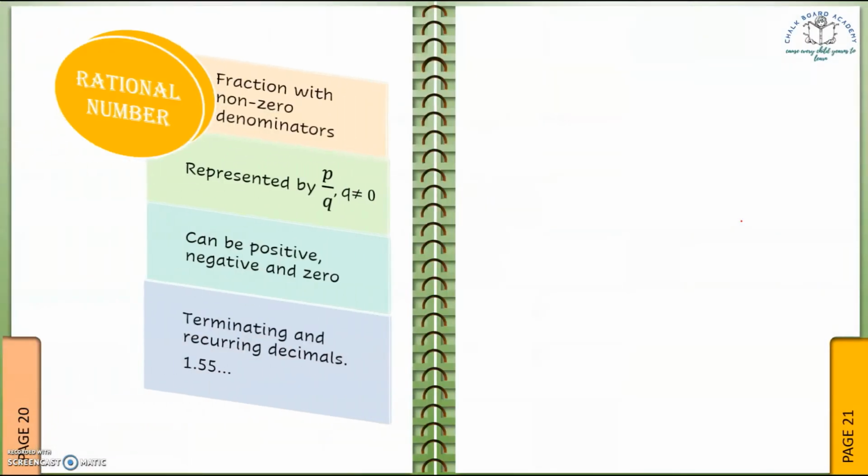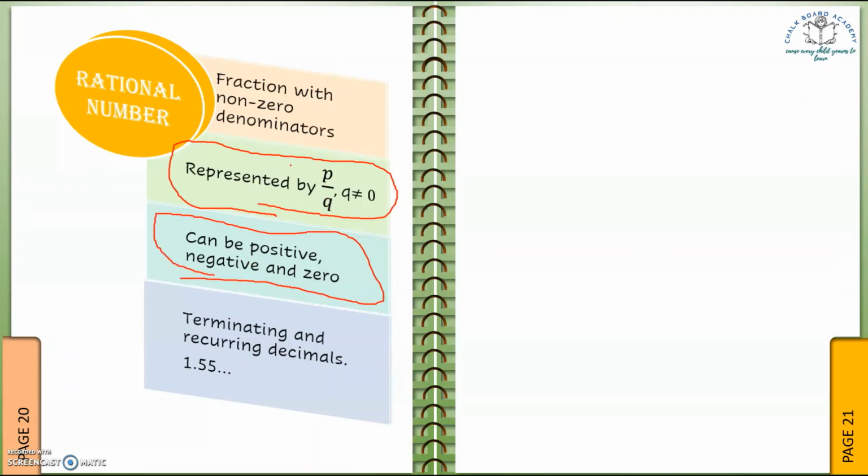Now moving forward, we have rational numbers, which we already discussed in the first part of the video, that they are represented by p by q and can be negative, positive and 0. These are the fractions which do not have a zero denominator. So they can be terminating and they can be recurring numbers.